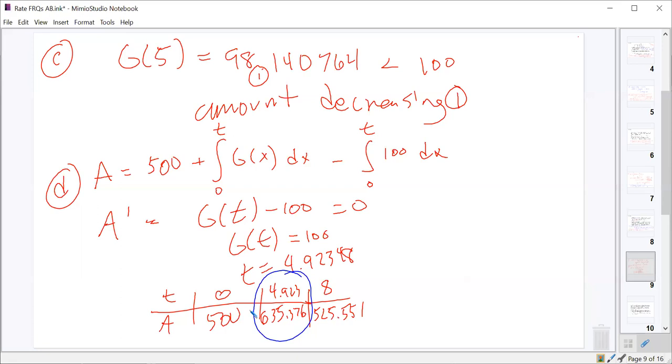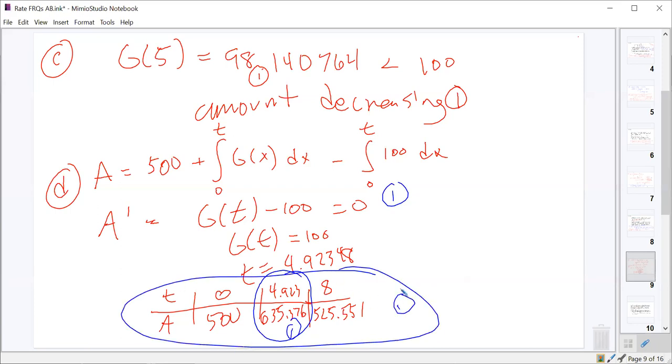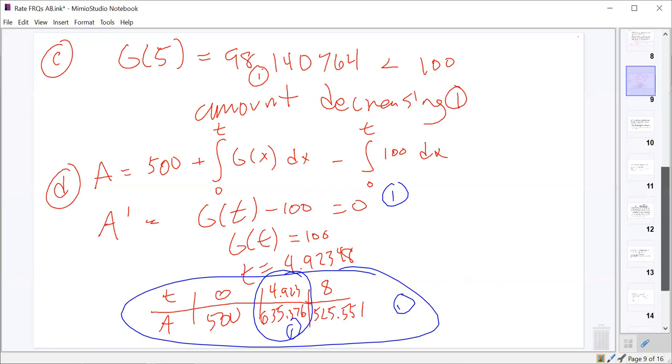4.923. So 1 point for looking at G prime minus 100 is 0, 1 point for your answer here, and 1 point for the whole chart showing the justification. Good or no? Any questions or issues there?